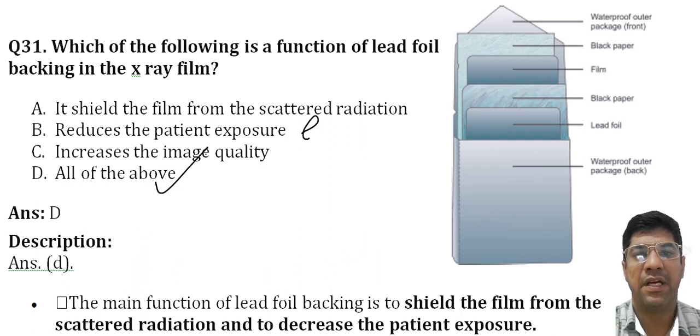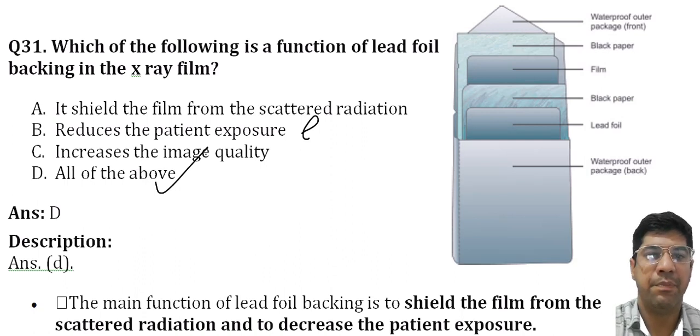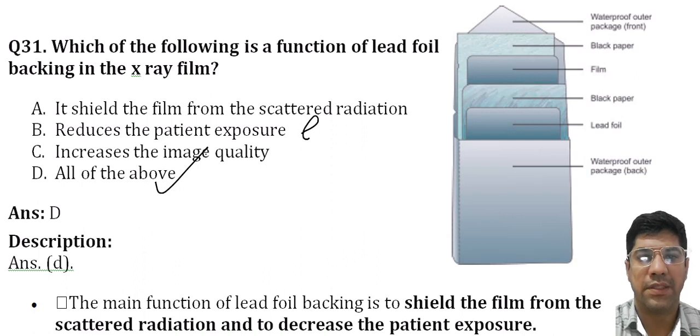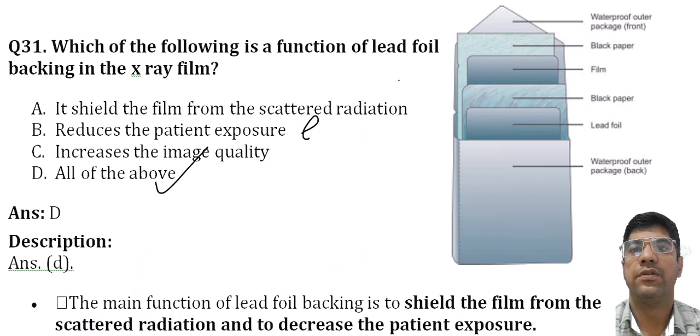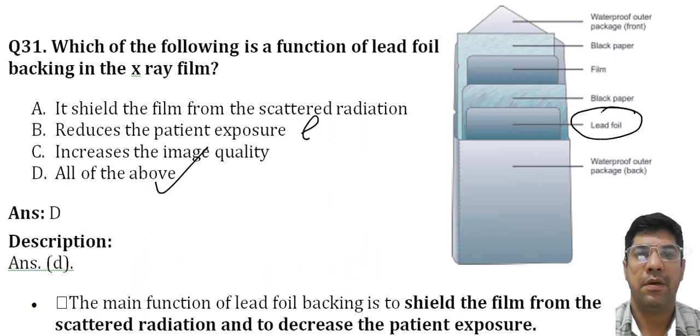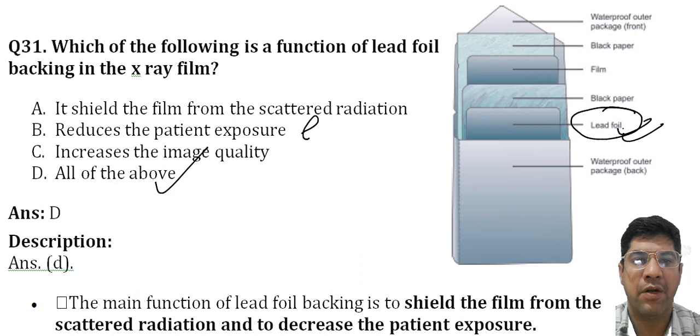Scattered radiation can result from the interaction of the X-ray beam with the patient's body or other objects. So this lead foil would act as a barrier to minimize the impact of scattered radiation on the film, reducing patient exposure. While the lead foil itself does not directly reduce the patient exposure, its role in shielding the film from scattered radiation indirectly contributes to reducing the patient exposure.